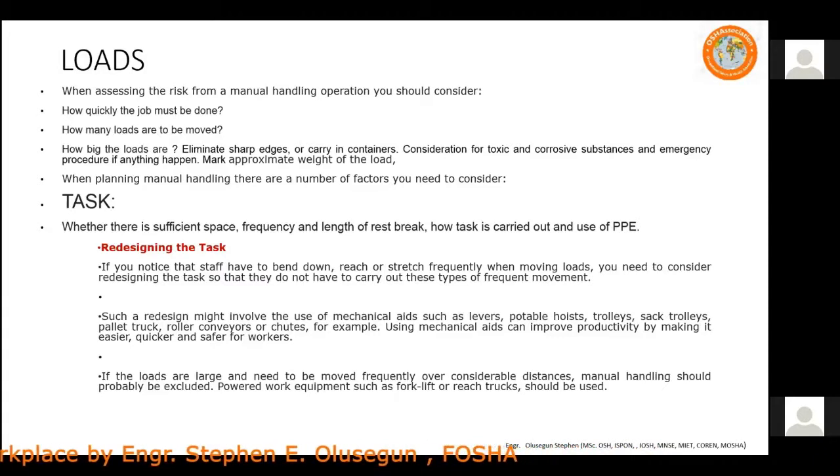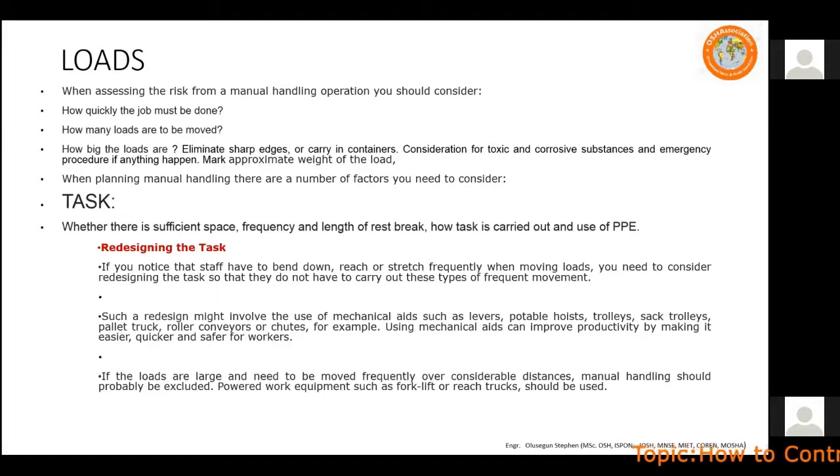If the loads are large and need to move frequently over a considerable distance, manual handling should probably be excluded. Power equipment must be used. Forklifts and the rest of them can be used.